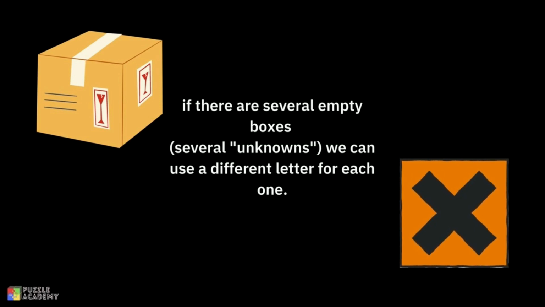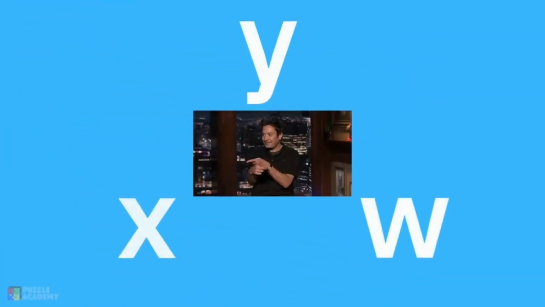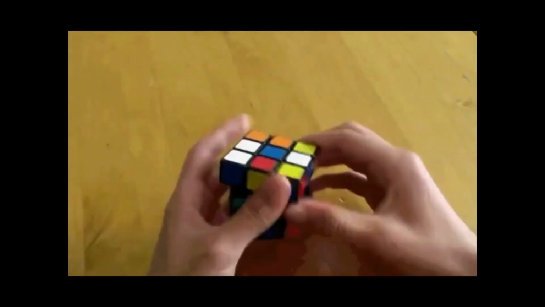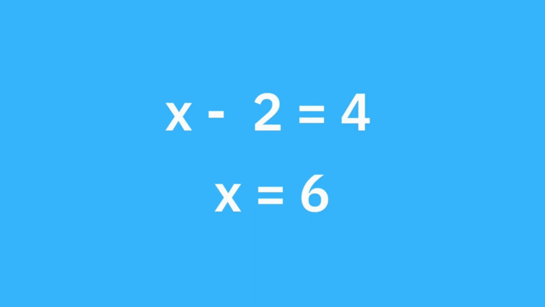We aren't trying to make words with it. And it doesn't have to be X. It could be Y, it could be W, or any letter or symbols we like. Algebra is just like a puzzle where we start with something like X minus 2 equals 4, and we want to end up with something like X equals 6. But instead of saying obviously X equals 6, we use this neat step-by-step approach.